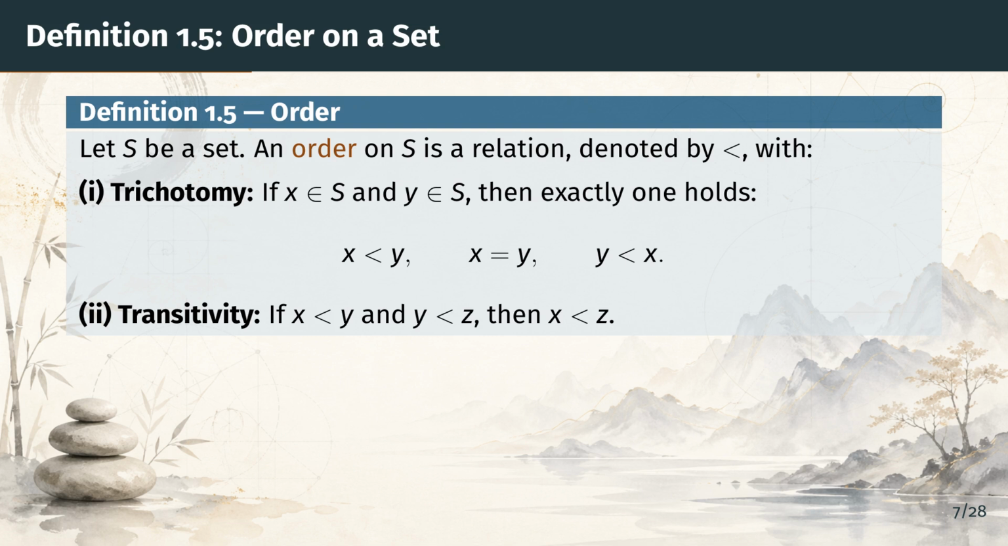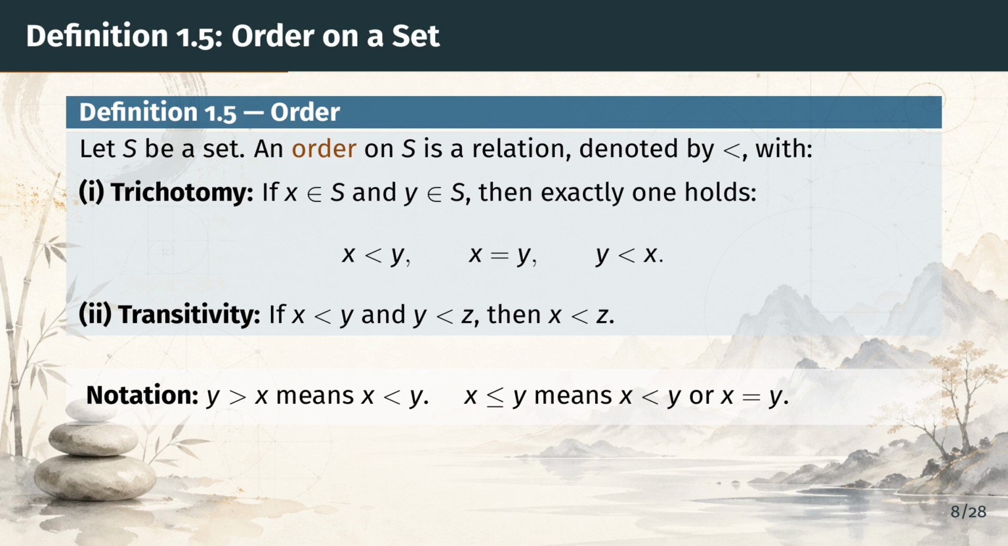The second property is transitivity. If x is less than y and y is less than z, then x is less than z. This is the familiar chaining property that lets us build up a consistent ordering of elements. Together, trichotomy and transitivity are all we need for an order.